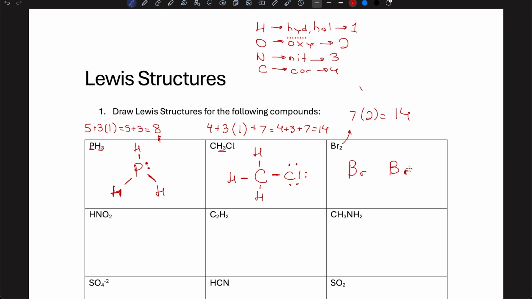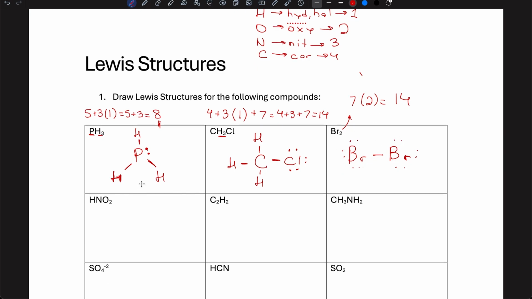Again, bromine is a halogen, and so according to our HONC mnemonic, halogens like to form one bond. So we're probably going to have one bond in between each other. And again, the halogens like to form three pairs of lone electrons. And so I think most likely it's going to look like something like this, in which we form, if you count it up, 1, 2, 3, 4, 5, 6, 7, 8, 9, 10, 11, 12, 13, 14. We have 14 electrons in this valence electron, into this Lewis structure.